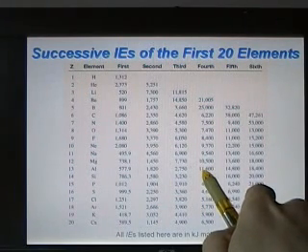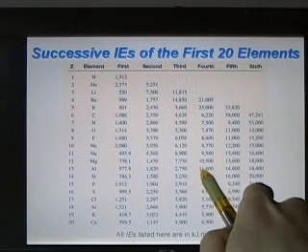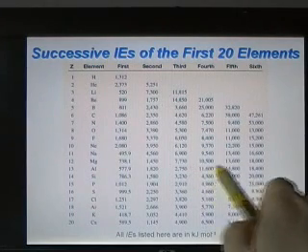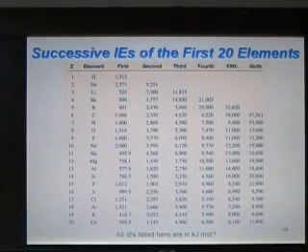But when you try to remove that fourth electron to form aluminum 4+, it requires 11,600 kilojoules per mole. That means to remove that fourth electron, you are breaking the neon noble gas core.